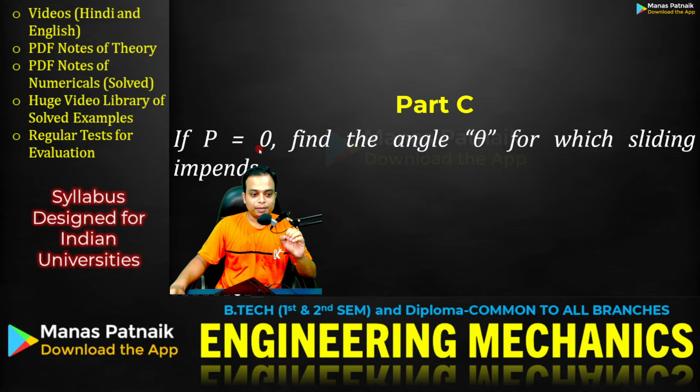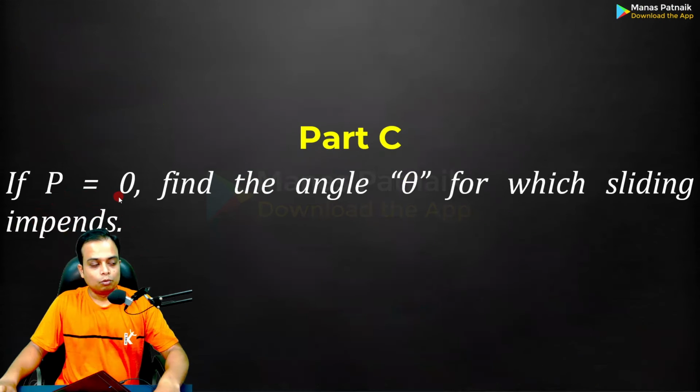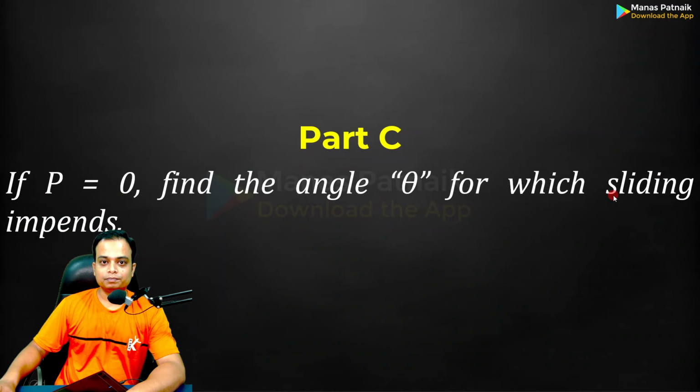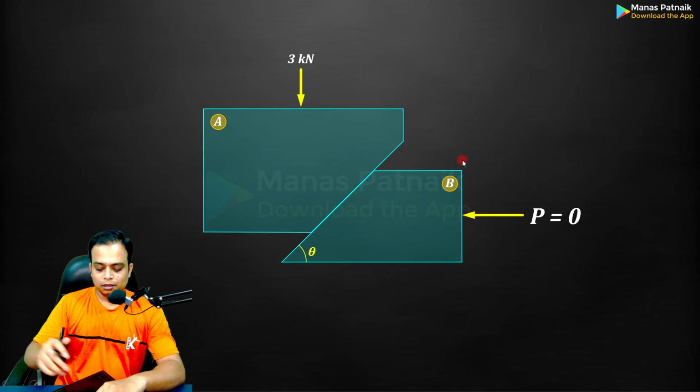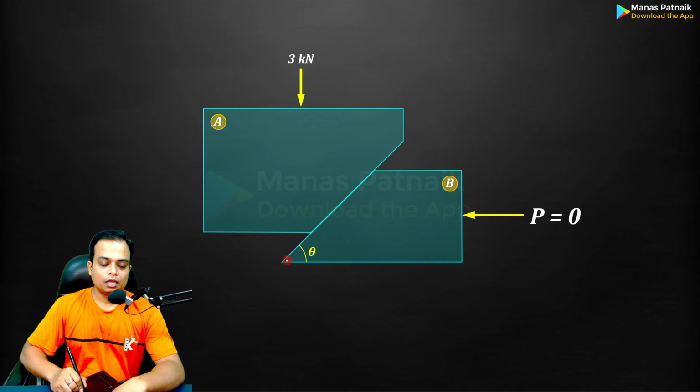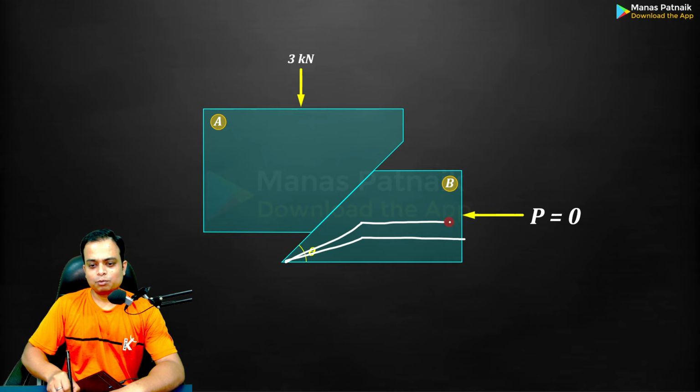Here we go. So when P is equal to 0, what do we need to do, sir? How much should theta be for which sliding impends? Listen to me. What if this was theta? What is your gut feeling? Sir, if the angle is too small, then there won't be any sliding. Okay, let us increase the angle. Sir, it is possible that there may not be any sliding.